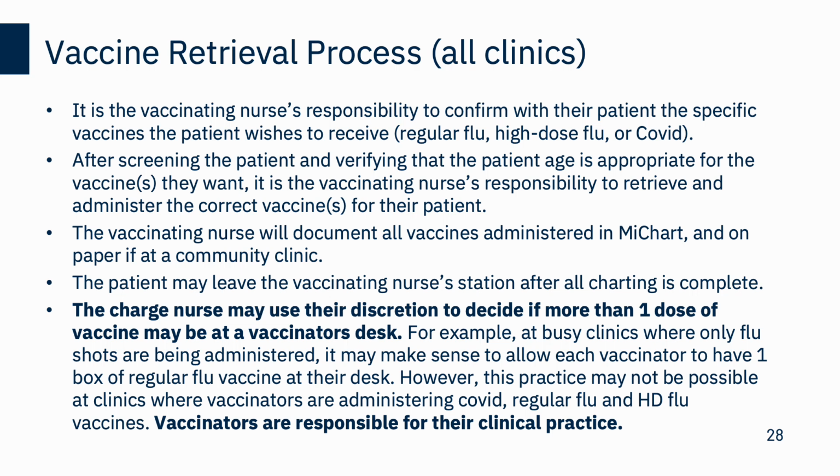The charge nurse may use their discretion to decide if more than one dose of vaccine may be at a vaccinator's desk. For example, at busy clinics where only flu shots are being administered, it may make sense to allow each vaccinator to have one box of regular flu vaccine at their desk. However, this practice may not be possible at clinics where vaccinators are administering COVID, regular flu, and HD flu vaccines. Vaccinators are responsible for their clinical practice.